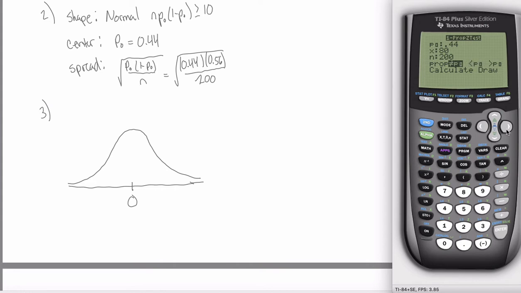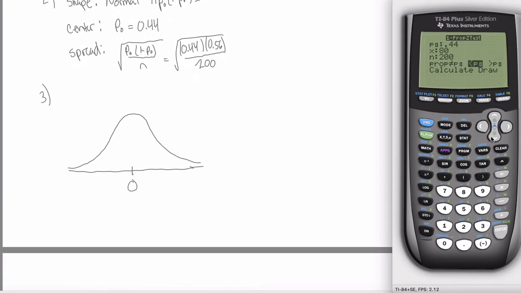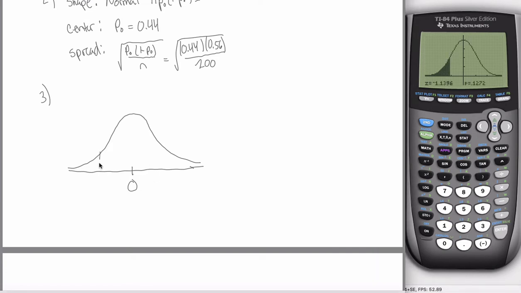And my claim is that the proportion is less than p naught, that p is less than p naught. That was this inequality here. And you can either hit calculate or draw. Either way is fine. What I typically do is I tell you to draw when it's the p-value method, because the picture that it draws is the same picture that you're going to draw. You're going to shade some area over to the left. This is not your rejection region, although it might kind of look like it.